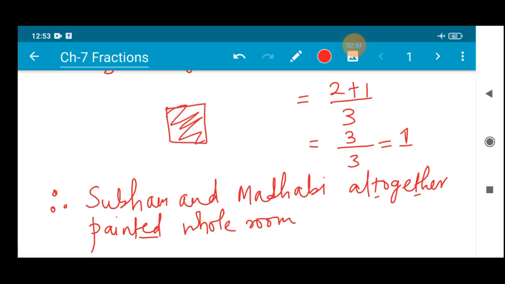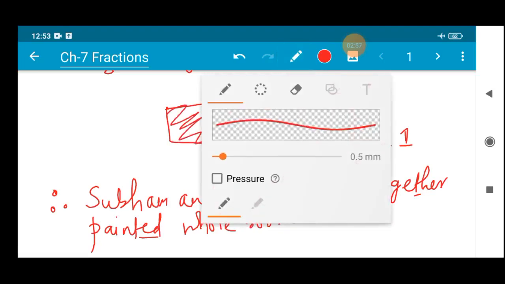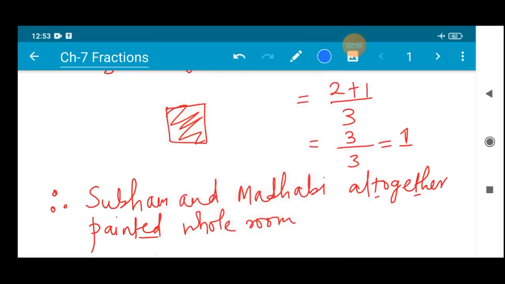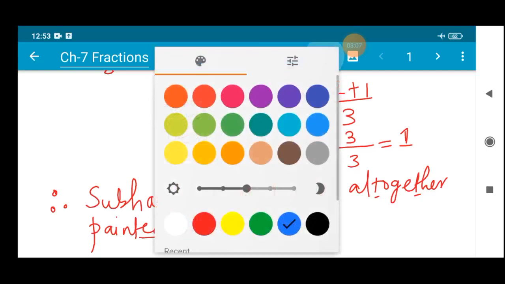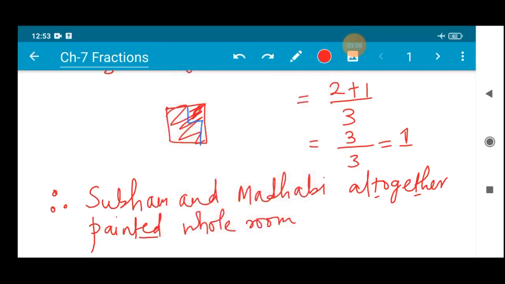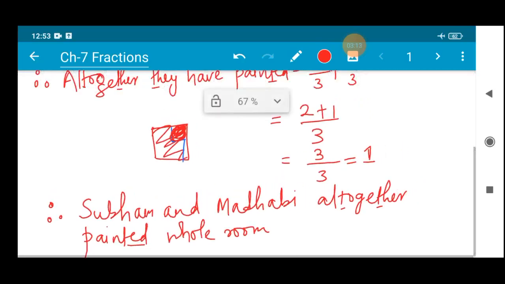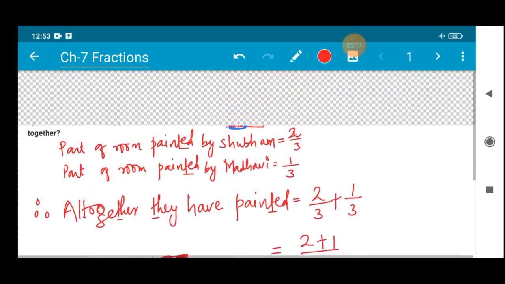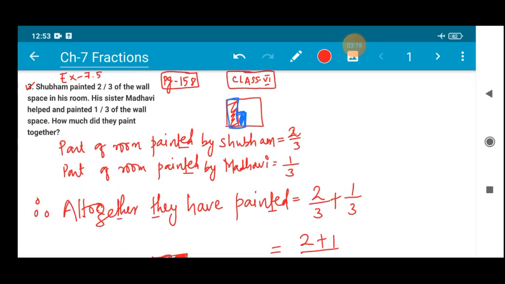So this is what 1 actually represents. 1 means it is whole, so that means 2 by 3 was painted by Subham. Suppose 2 by 3 was this, and 1 by 3 was painted by Madhavi, which was this much part. Okay, so this is the total painting done by Subham and Madhavi. So I hope you people have understood. Let us now proceed to the next question.